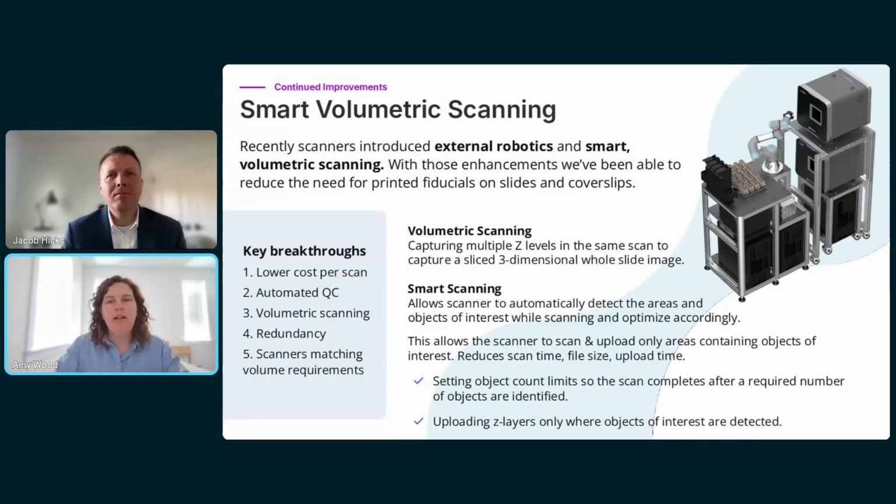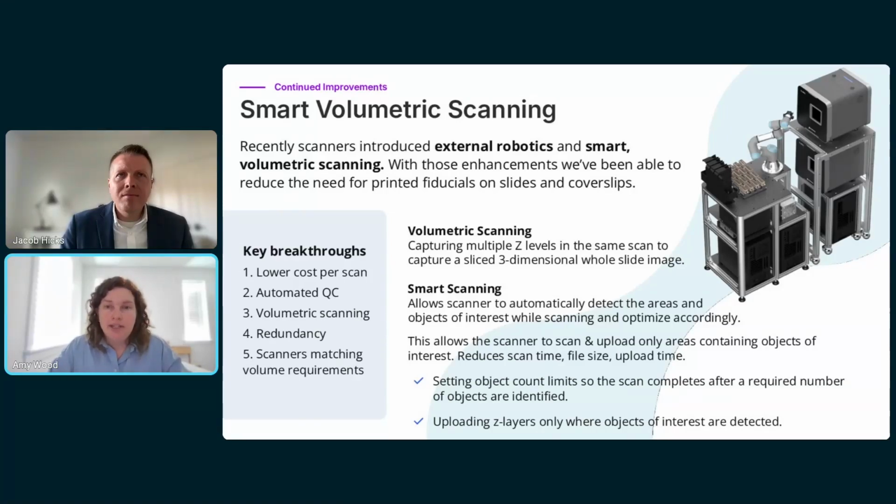All of these together allow us to have some really key breakthroughs, which are enumerated here. The first is lower cost per scan. This is always important for labs to make sure that it's financially viable, and so these are great benefits for that. The second is automated QC. If we can get some feedback while the slide is still in the scanner, then we can do quality control there and correct any issues before the slide is removed from the scanner. Another is this volumetric scanning that I was talking about. It really opens up a lot of different sample types for us, because sometimes one layer just isn't quite enough for the samples that we're working with.